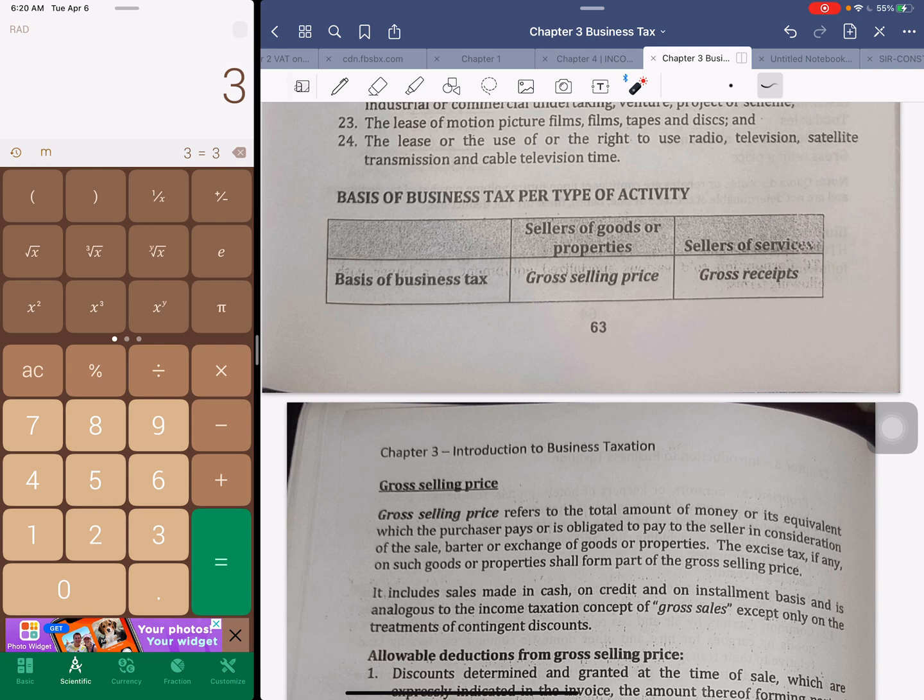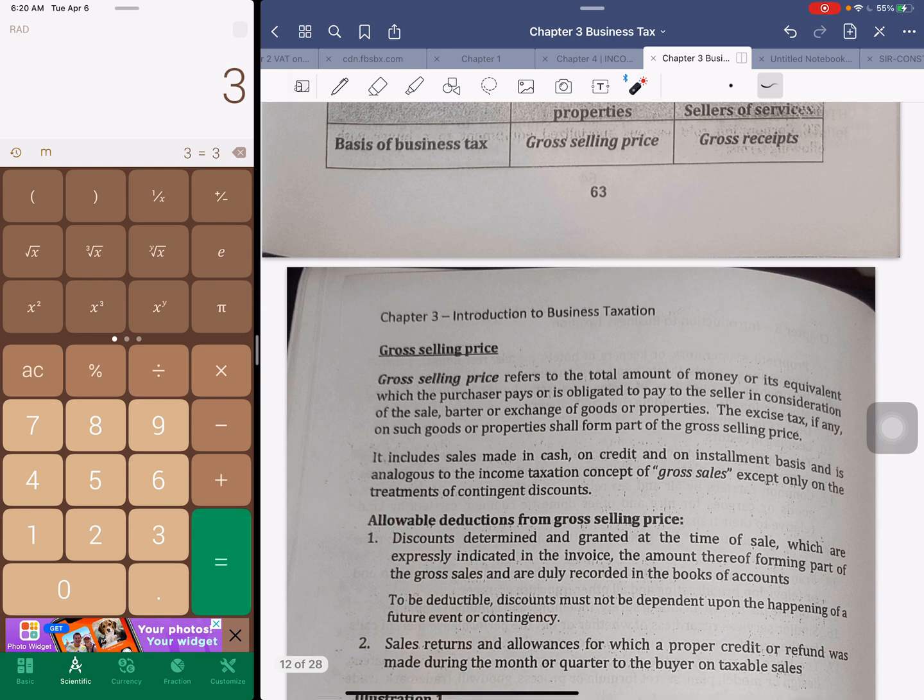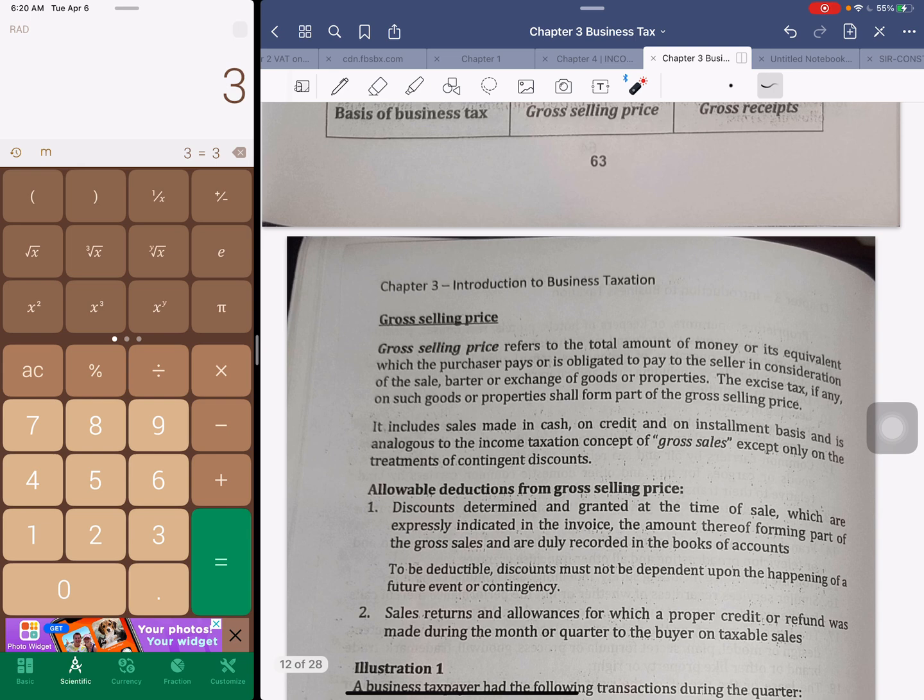Okay. Sige, gross selling price. So, sinasabi lang dyan, this one is applicable for goods only, no? Gross selling price refers to the total amount of money equivalent which the purchaser is obligated to pay to the seller in consideration of the sale, barter, or exchange of properties. Sales tax, if any, on such goods or price shall form part of the gross selling price. Okay, it includes sales made in cash, credit, installment basis, and is analogous to the income taxation concept of gross sales, except only on the treatment of contingent discount.